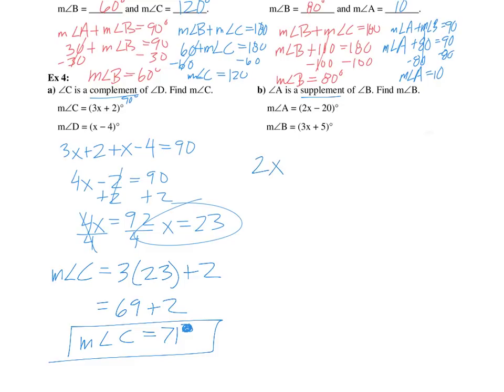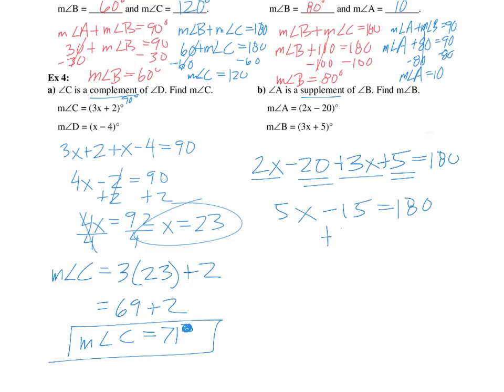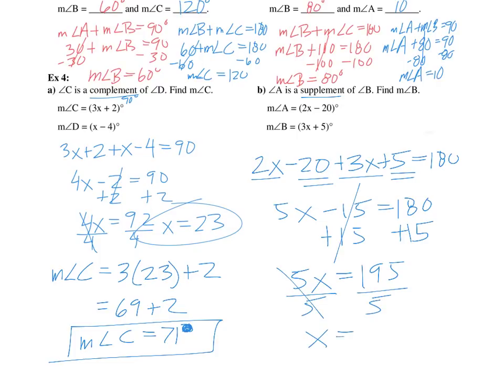So 2x minus 20 plus 3x plus 5 equals 180. All right, so add these up. I got 5x. I got negative 15. Add 15. I got 5x is equal to 195. Divide by 5, and x is equal to 39.